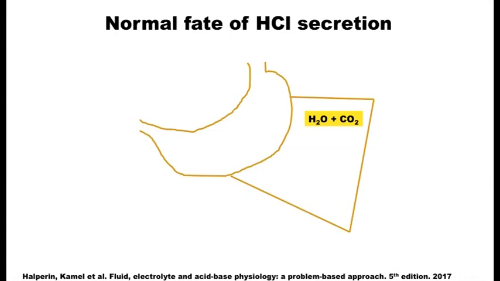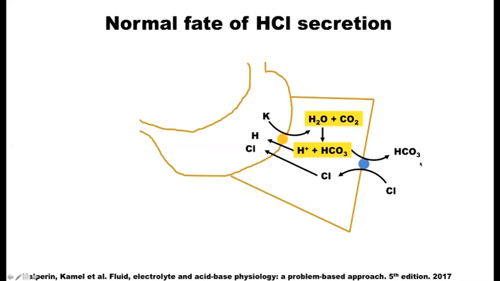So in the parietal cell here, we have water and carbon dioxide, and under the influence of carbonic anhydrase it is converted into carbonic acid and eventually into hydrogen and bicarbonate. The bicarbonate is exchanged for chloride from the ECF compartment. And as you can see here, a bicarbonate has now been added to the ECF compartment. The chloride, along with the hydrogen ion, gets pumped out, and the proton pump exchanges potassium for hydrogen, and we have hydrochloric acid now in the stomach.